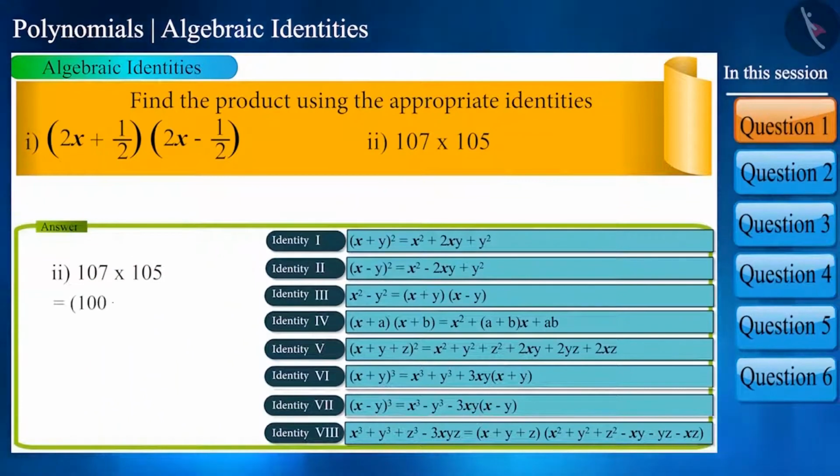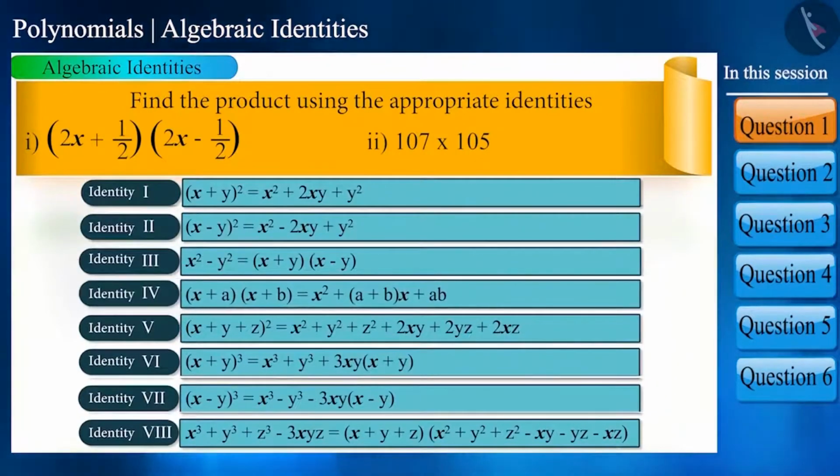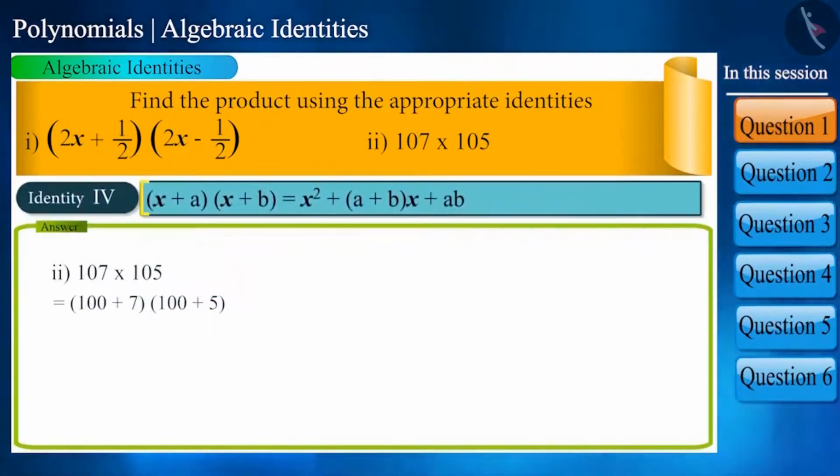If we write it in the form of 100 plus 7 into 100 plus 5, it will look like identity 4. X plus a into x plus b is equal to x square plus a plus b into x plus ab, where x is 100 and a and b are 7 and 5 respectively.